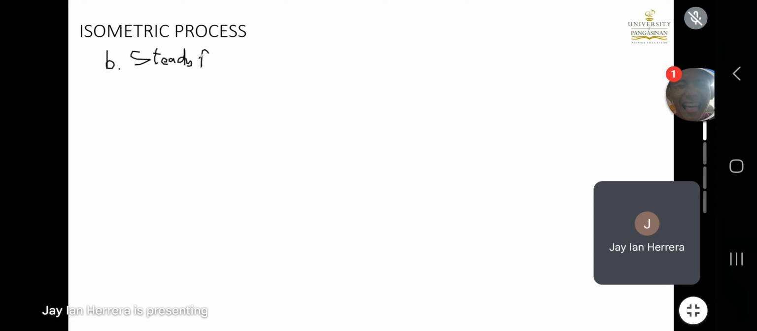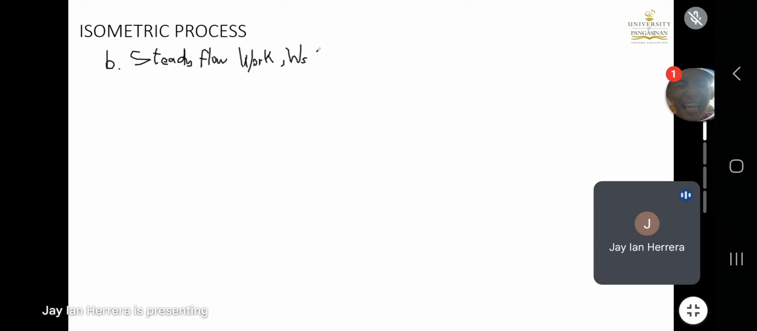Steady. Or work steady flow. Check ko na lang college ganun. Work steady flow. This is with the variable of W subscript S.